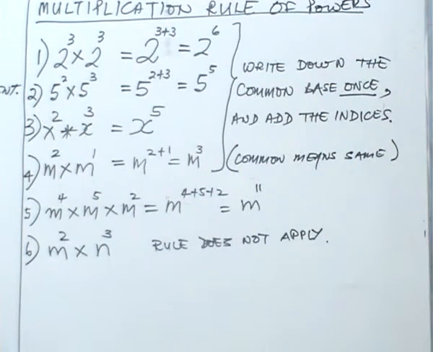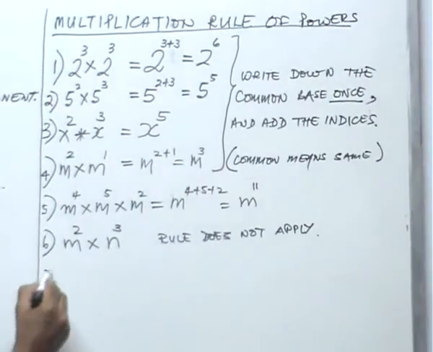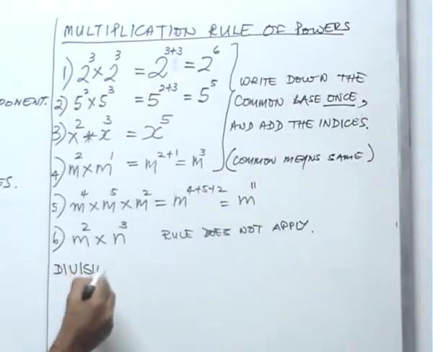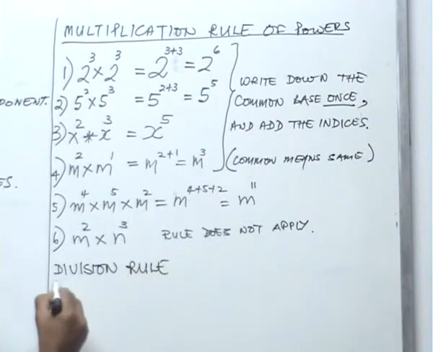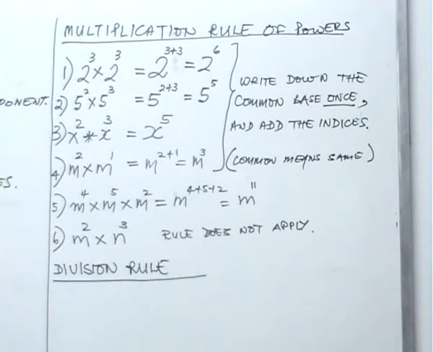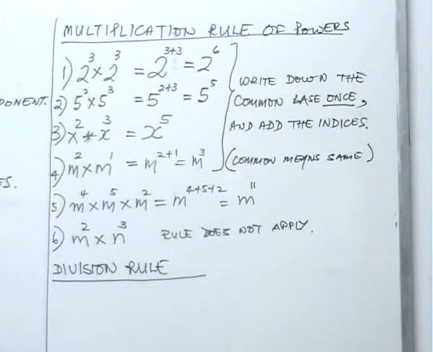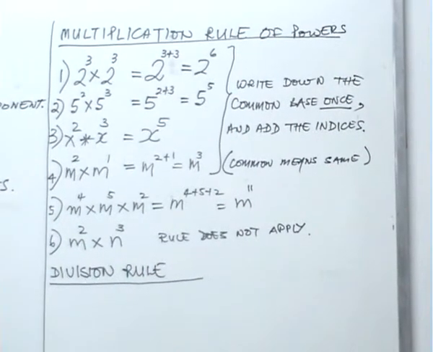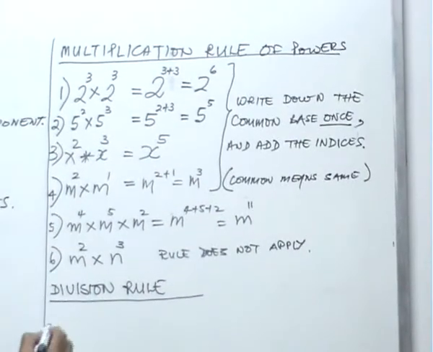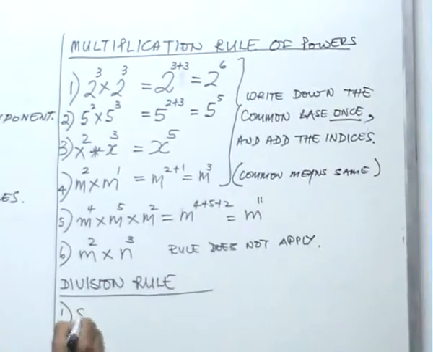Alright, so that brings us to the end of the multiplication rule. Now we move on to the division rule. I'm just going to give you the rule, and your teacher can explain to you why the rule works, etc. Let's take an example.